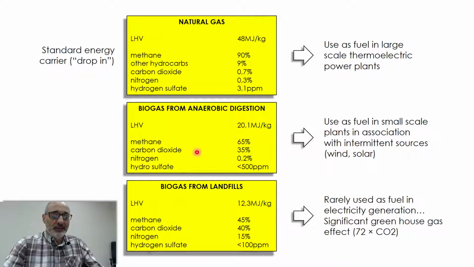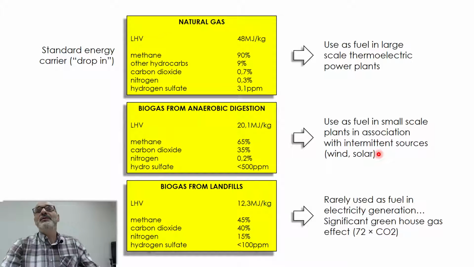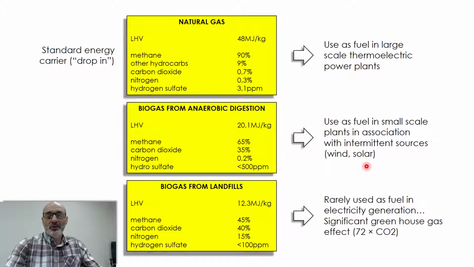And for this reason, and also because the heating value is low, 20 megajoules per kilogram, which is basically the influence of having 35% of CO2, it's not a prime fuel for large-scale power plants. But you can use it in small-scale plants, especially in association with intermittent sources, as I showed you last class, which can be wind or solar photovoltaic energy.